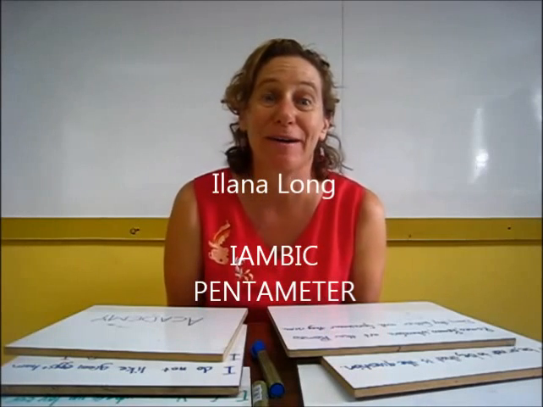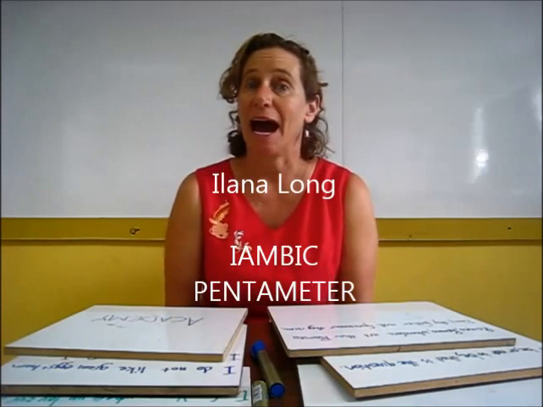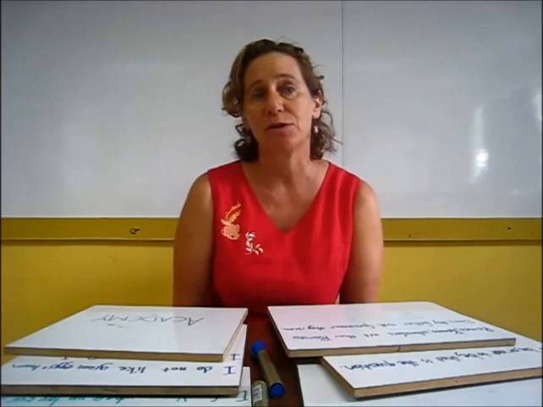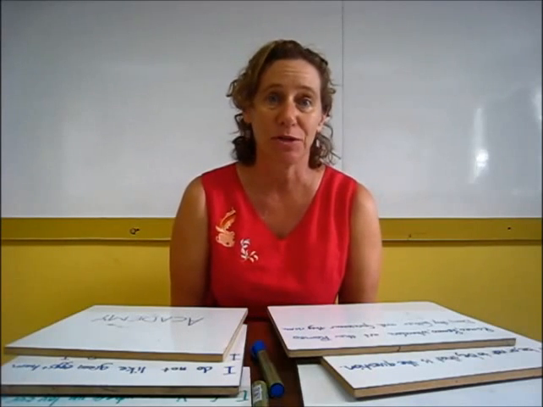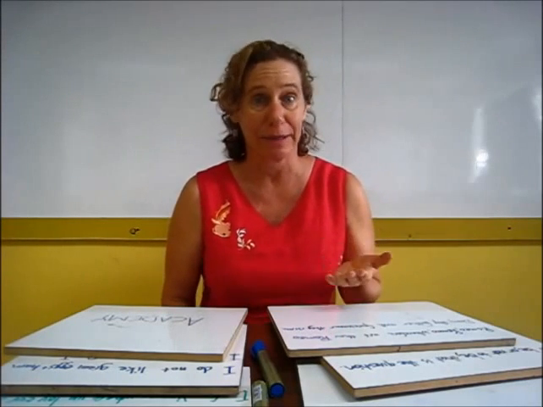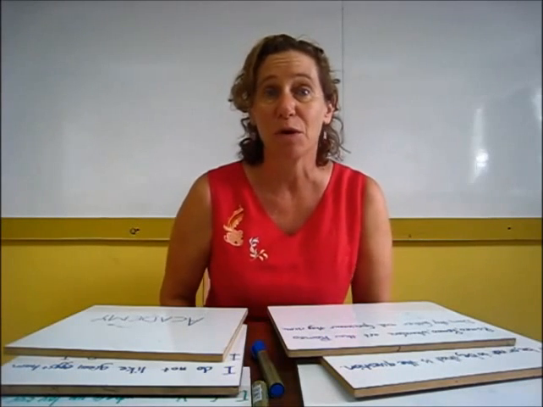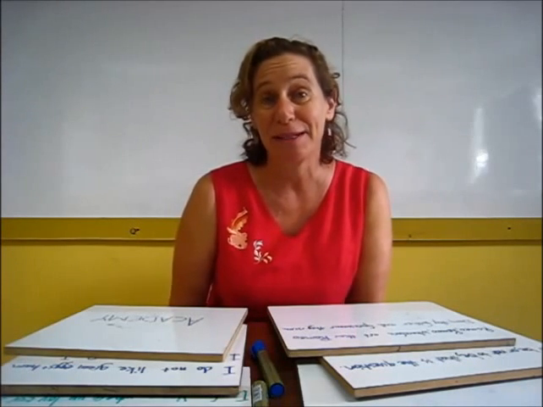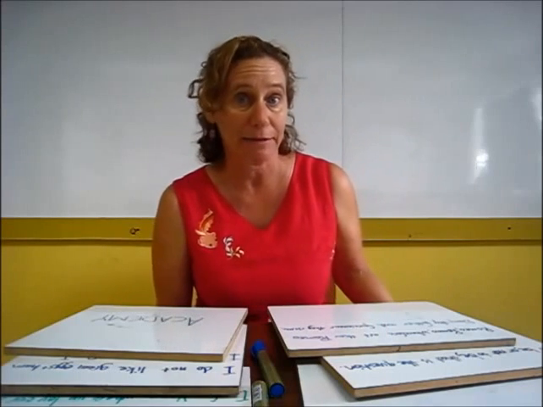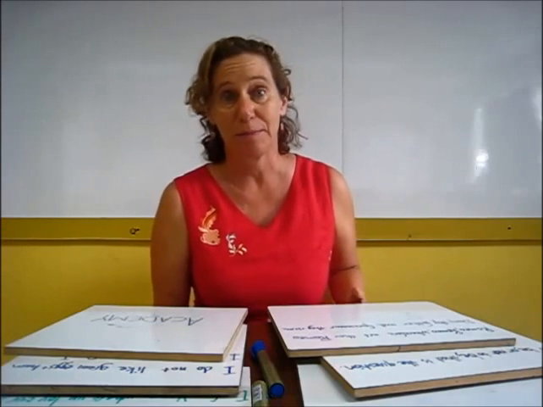Today I'm going to talk about iambic pentameter, and an iamb is actually a unit of measurement. It's used in poetry, and you've probably heard of iambic pentameter when you hear about Shakespeare, because William Shakespeare most often used iambic pentameter when he was writing his blank verse, which means unrhymed poetry.